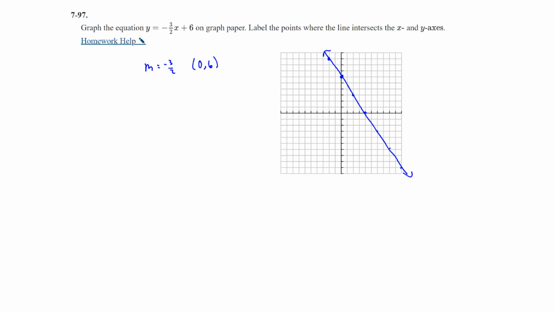And then label the points where the line intersects the axes. So we know this one, which was at (0, 6), because that was the y-intercept. And then on the x-axis, it crosses at (4, 0).